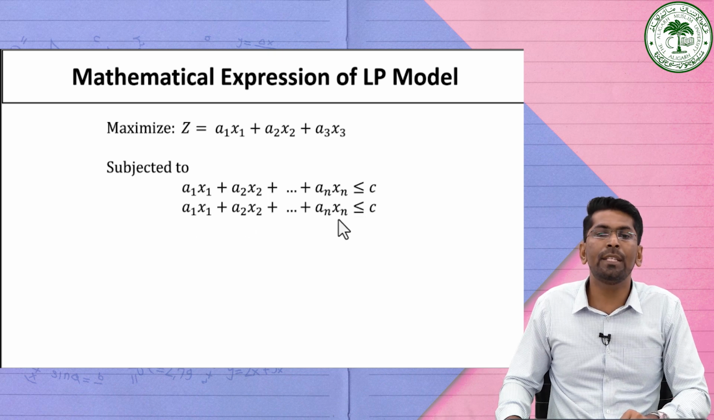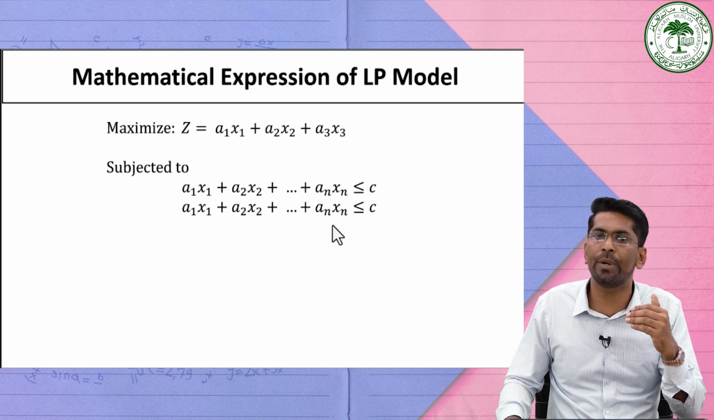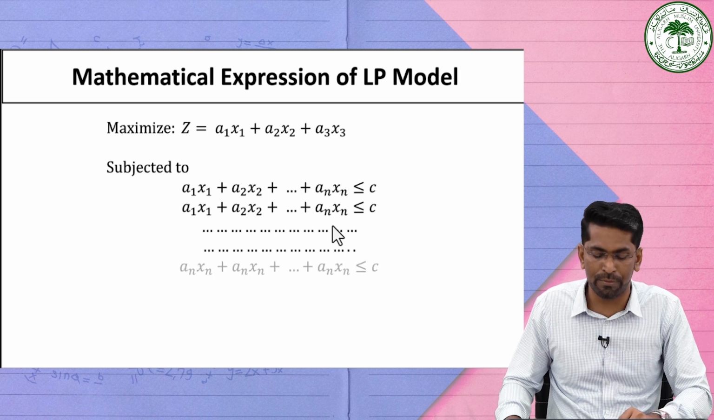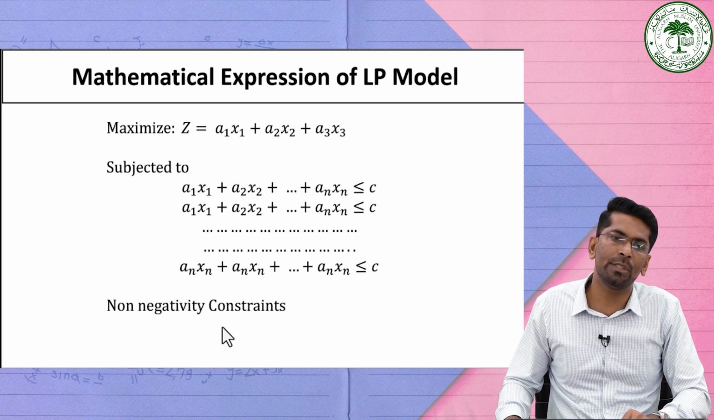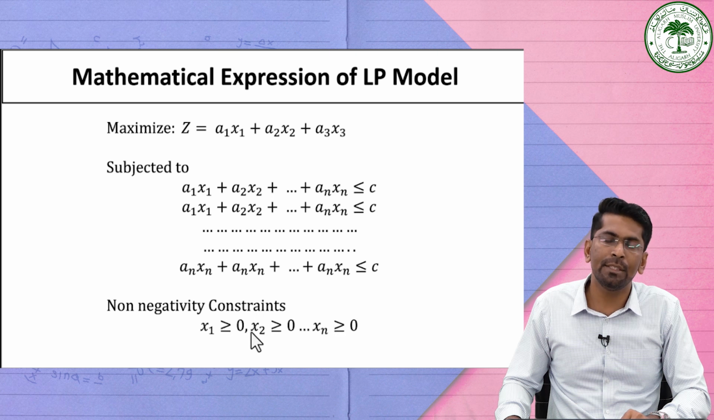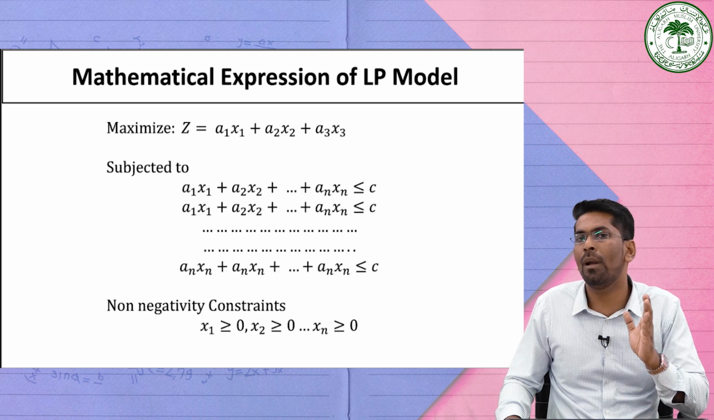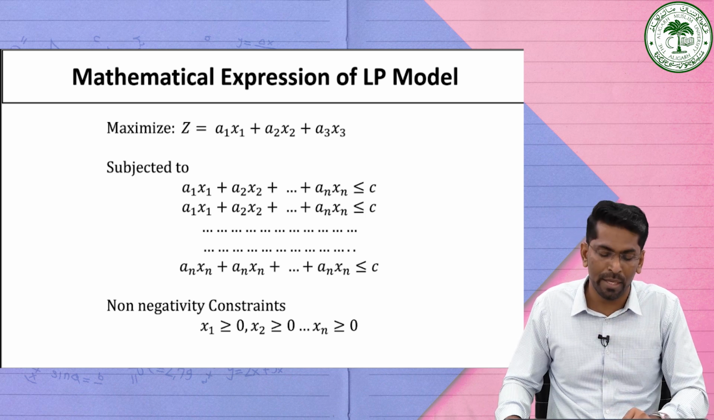Then a1 x1 plus a2 x2 up to an xn is less than c. We have a number of constraints depending upon the number of variables we have. So accordingly, we have up to an xn where it is less than or equal to c. So these are the non-negativity constraints. We are assuming that the variables x1, x2 up to xn are greater than or equal to 0.